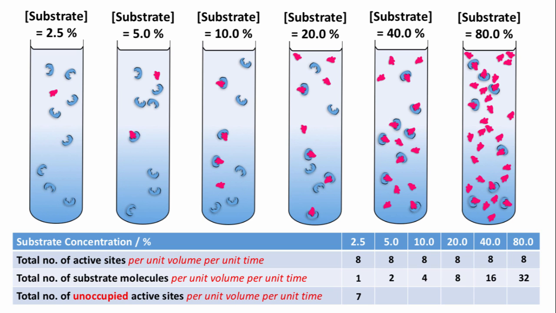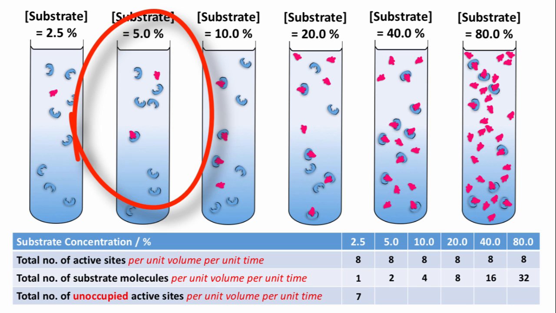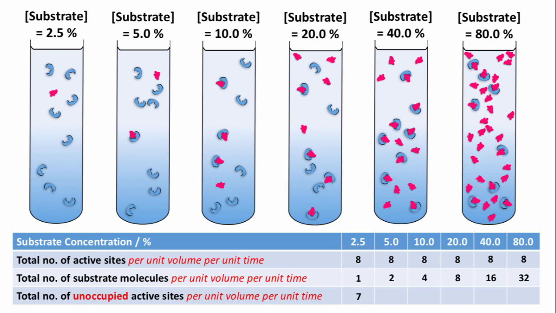If we look at the second test tube with 5% substrate concentration, there are 2 substrate molecules and 8 enzyme molecules. So the 2 substrate molecules are likely to bind into the active sites of 2 of the 8 enzyme molecules. That leaves you with just 6 unoccupied active sites. For 10%, 4 out of 8 of the enzymes will have their active sites occupied by a substrate. That leaves us with just 4 unoccupied active sites.